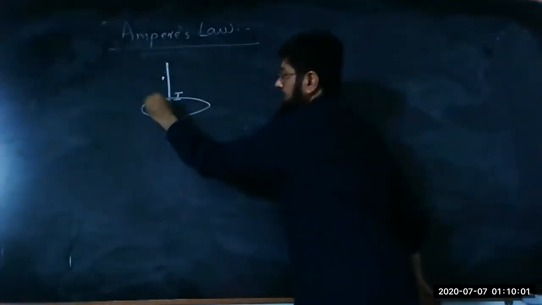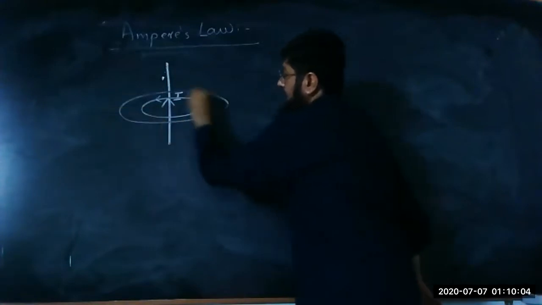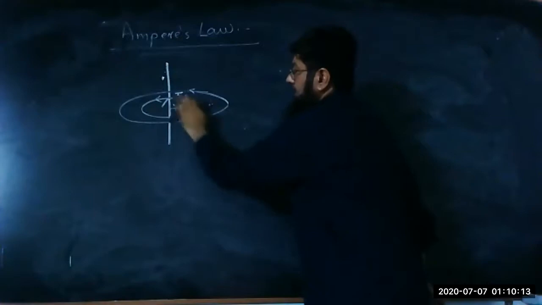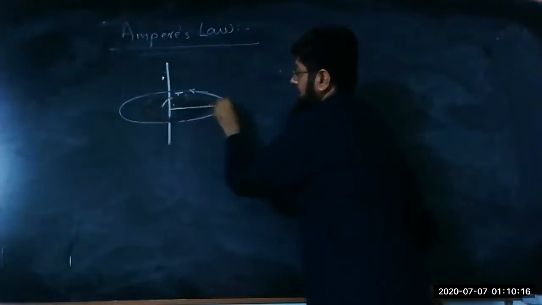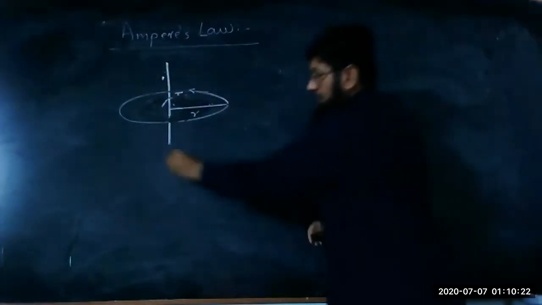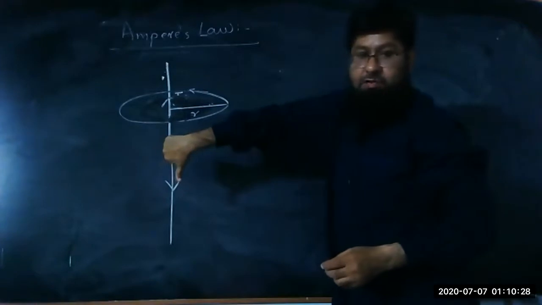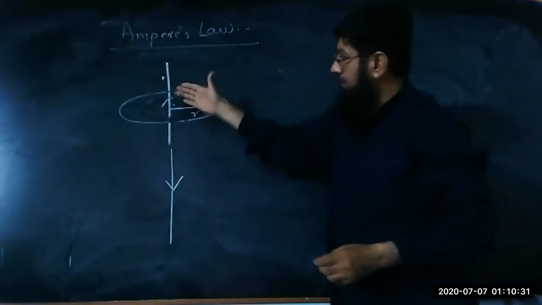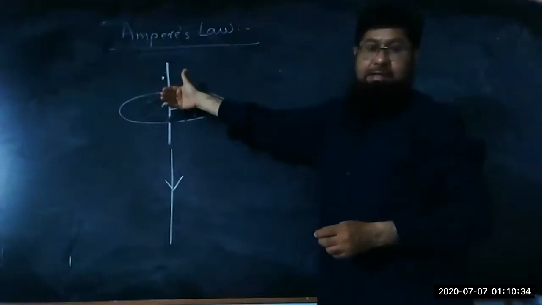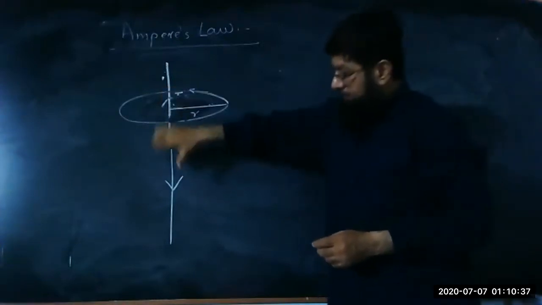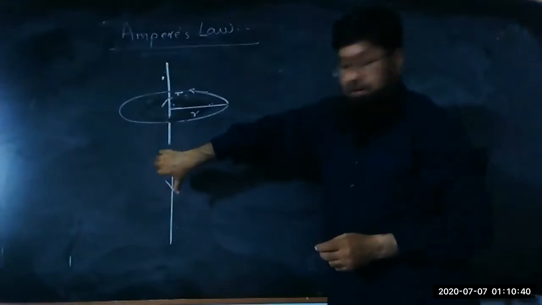So the magnetic field around the wire is in the form of concentric circles. If we take one circle, this is the magnetic field whose direction is this. If the current is in the opposite direction, the direction of the magnetic field will be reversed by the right hand rule. Curve the fingers: in this case, upward current, the magnetic field is anti-clockwise. And if the current is in the downward direction, the magnetic field is clockwise.